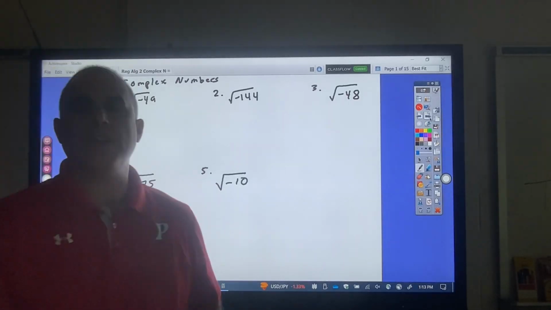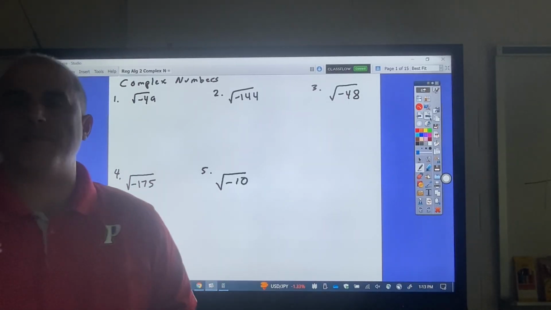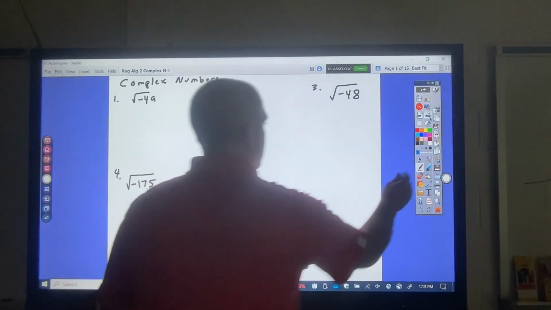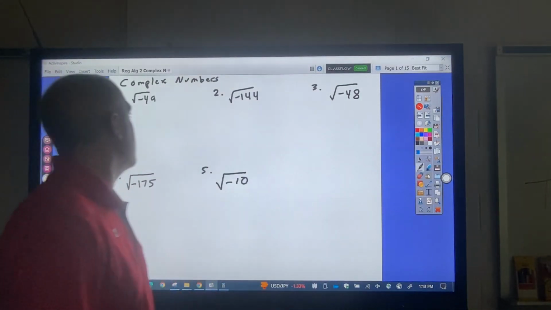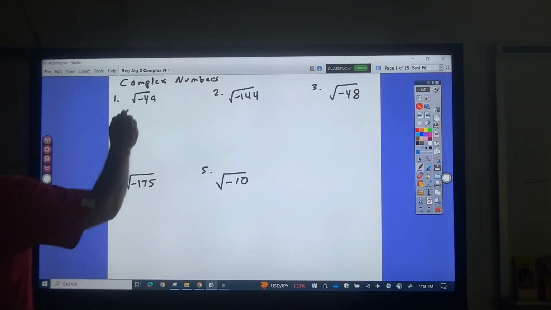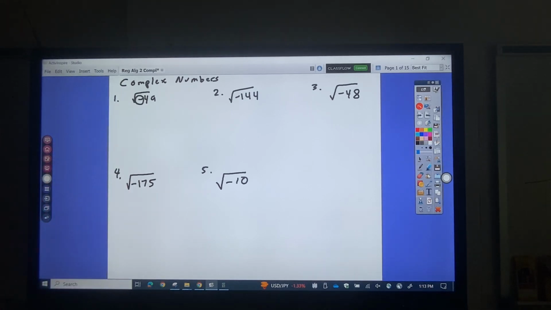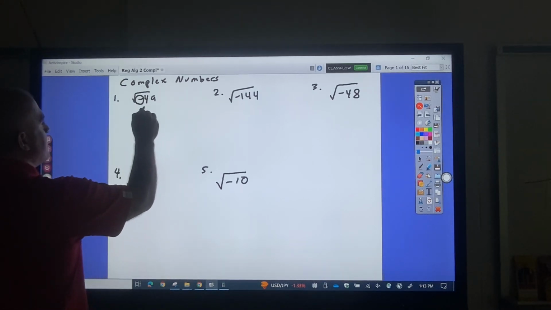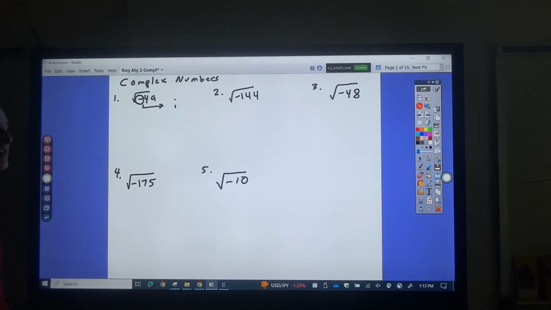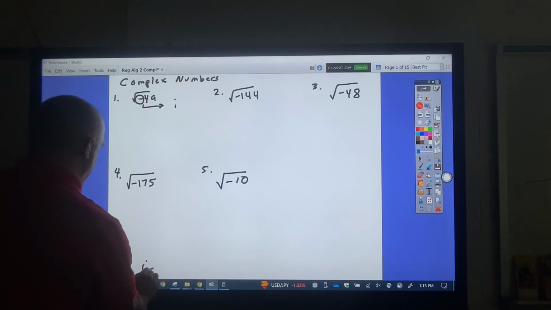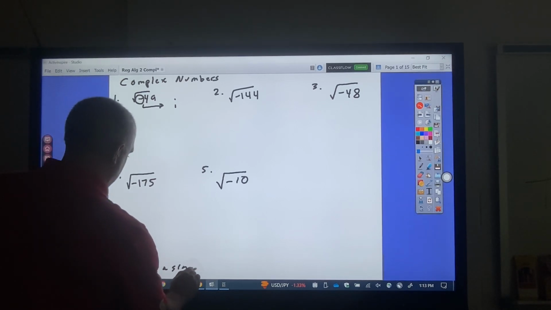Okay, this is going to be a lesson for complex numbers for regular Algebra 2. In the last unit we talked about reducing square roots. Now, if you have a negative inside the square root, basically what that means is you're going to have an i. That stands for the imaginary numbers.